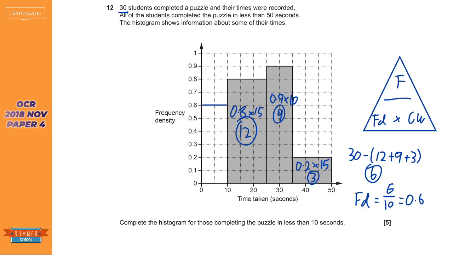Bit of a nicer one, and I just wanted to show this because histograms do come up as slightly nicer questions, but the temptation, as always, when you're drawing histograms is to put the frequency on the y-axis, so just try and remember the triangle and you'll be fine.